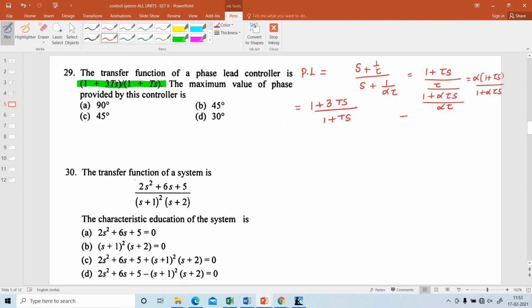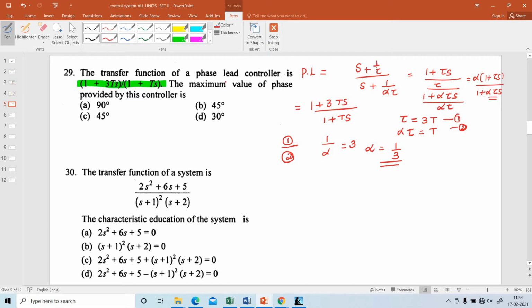Here tau is equal to 3T. And what is alpha tau? Alpha tau equal to T. So 1 by alpha equal to 3. What is alpha? Alpha equal to 1 by 3.